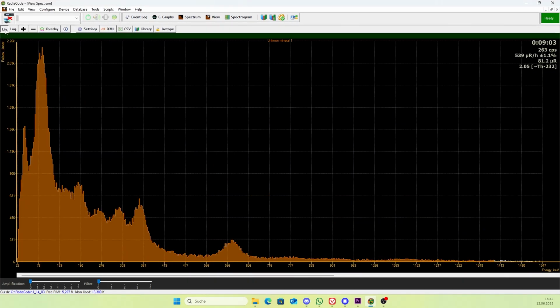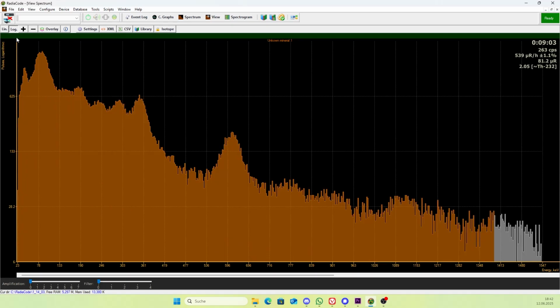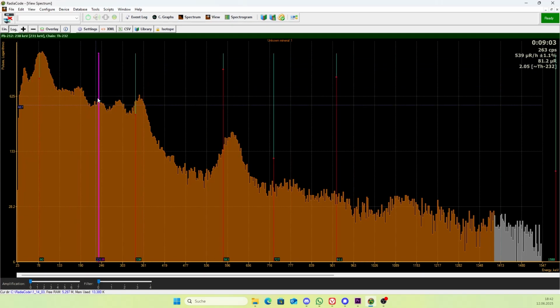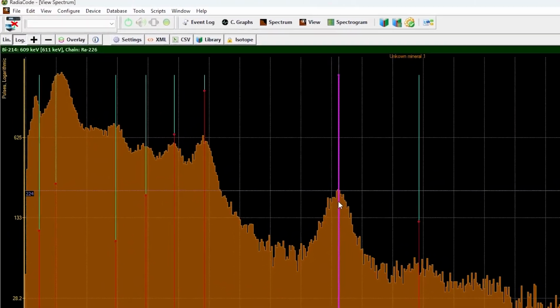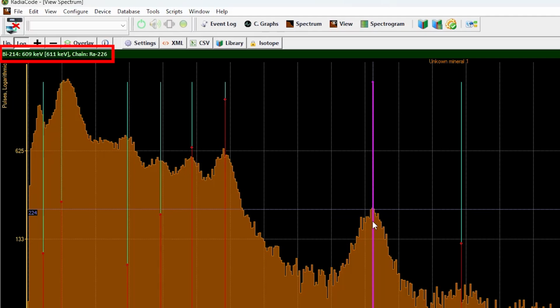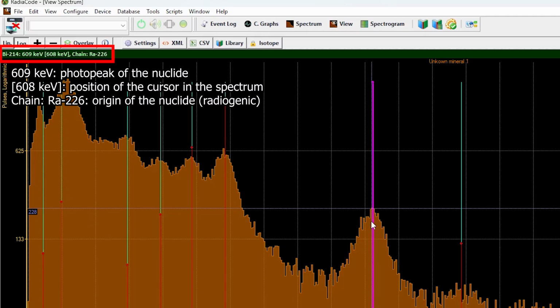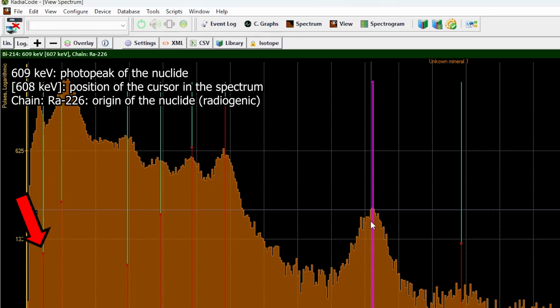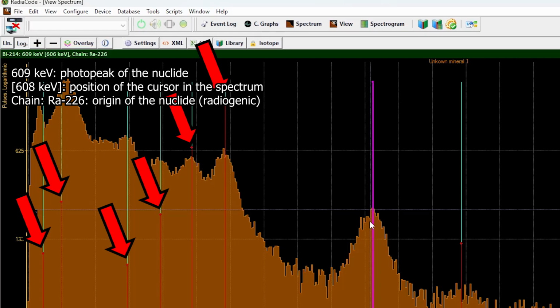We have peaks, and they are all characteristic for certain nuclides, and when you hover your finger over them, you will see a purple line, and then it will tell you the cursor is at 611 kiloelectron volts. Do you mean the 609 kiloelectron volt peak, which is likely to be here? And this would then belong to bismuth-214, which is normally part of the radium-226 series. These would be the other lines that you would see if it really were radium-226.